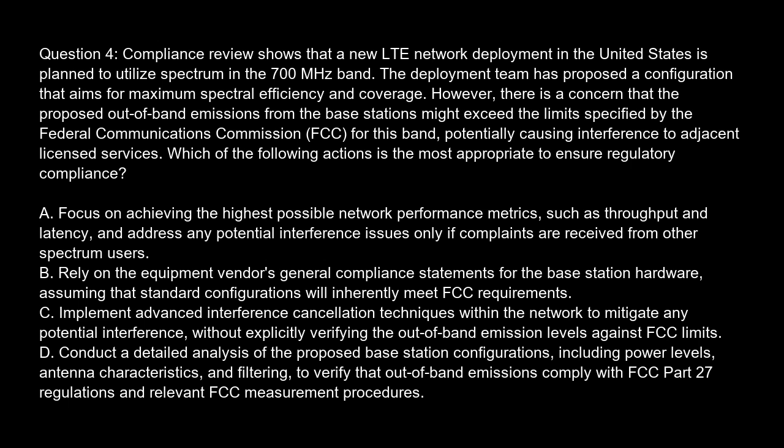Option A. Focus on achieving the highest possible network performance metrics, such as throughput and latency, and address any potential interference issues only if complaints are received from other spectrum users. Option B. Rely on the equipment vendor's general compliance statements for the base station hardware, assuming that standard configurations will inherently meet FCC requirements. Option C. Implement advanced interference cancellation techniques within the network to mitigate any potential interference, without explicitly verifying the out-of-band emission levels against FCC limits.